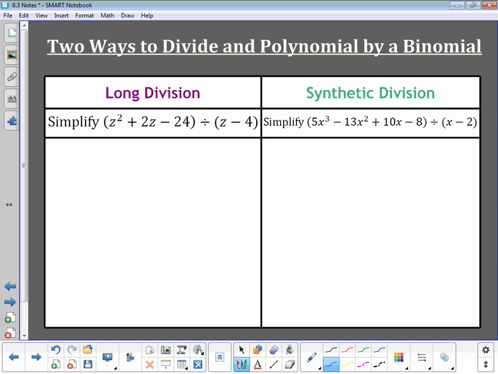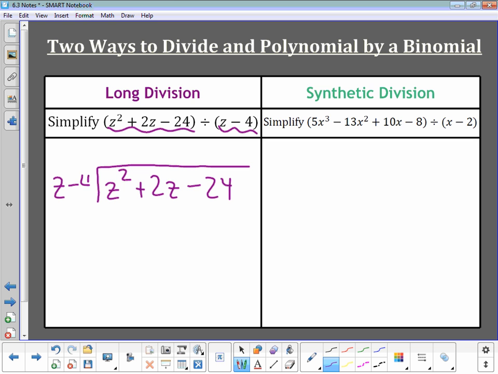I have z^2 plus 2z minus 24, and I'm literally going to set this up as long division, just like we did a long time ago in 3rd grade, 4th grade, whenever we learned how to do long division. So the first number goes inside the box, like I have here, and the second number, in this case the binomial, is going to go outside the box. So I have z minus 4 on the outside.